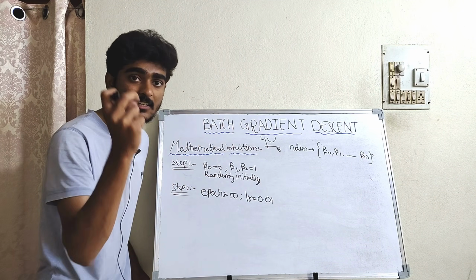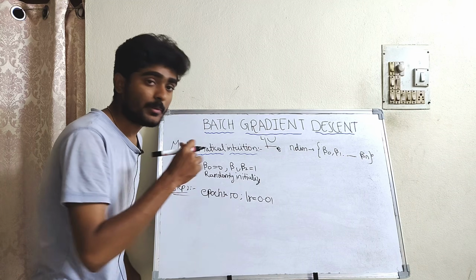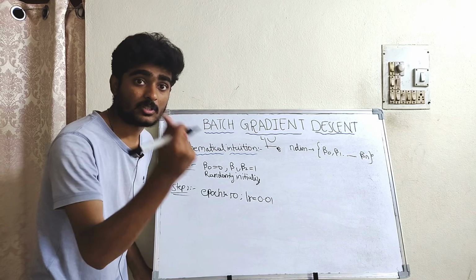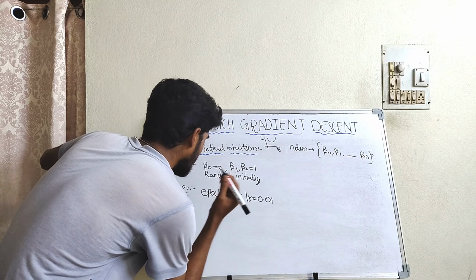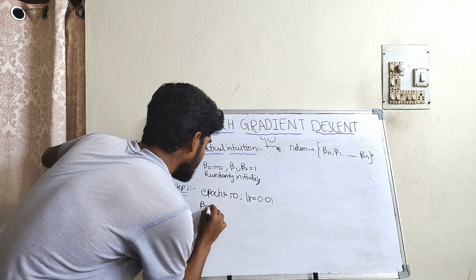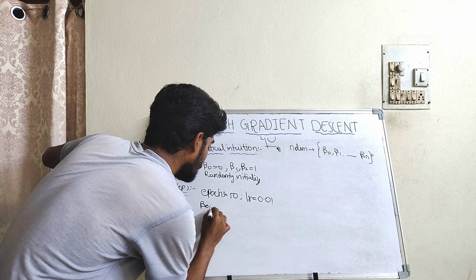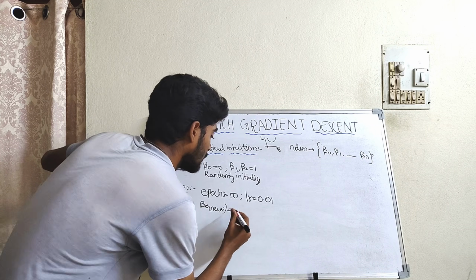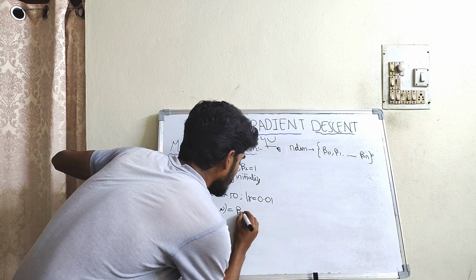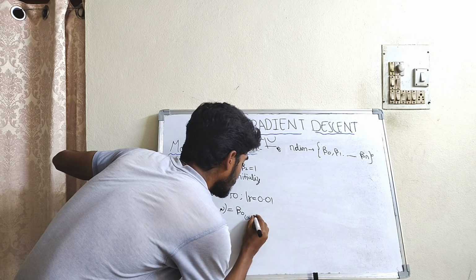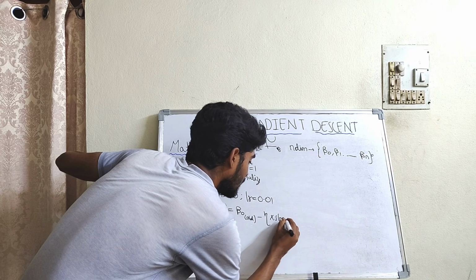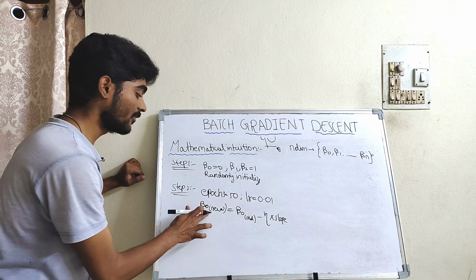Now why we consider the learning rate is that our weights and bias updation formula has a term called learning rate. To update beta naught, beta naught new is equal to beta naught old minus learning rate times slope. This is for beta naught.